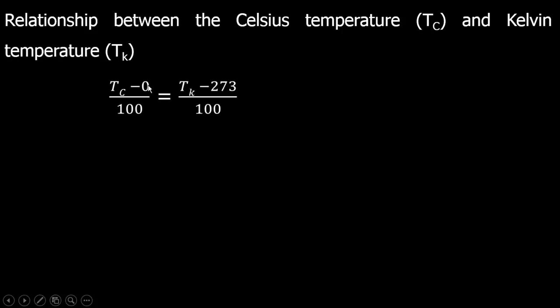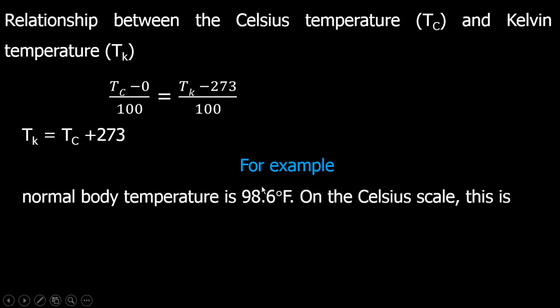TK minus 273, at the lower fixed point you have the freezing point of water in Kelvin. So TC minus 0, and TC equals TK minus 273, and TK equals TC plus 273. For example, normal body temperature is 98.6 degrees Fahrenheit.